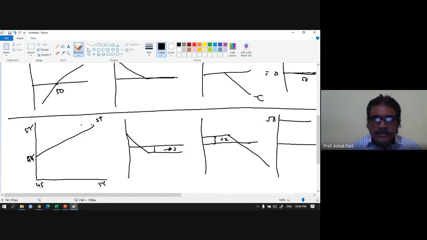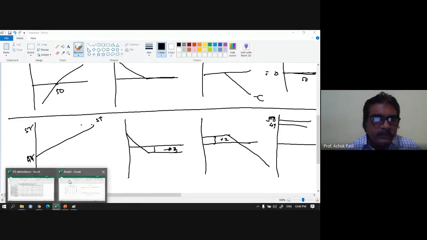But suppose the premium paid here is 3 rupees, and it is 2 here. Obviously you know that there is a 1 rupee loss, so the line will be at 49. It depends upon how much the premium is. That calculation we can do in Excel also, so we can put that here.